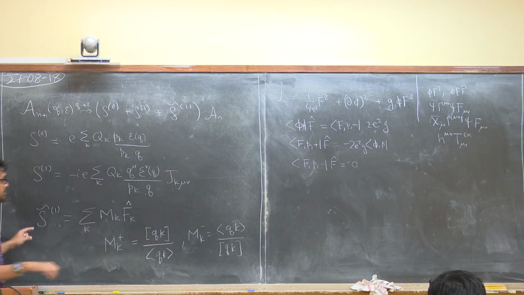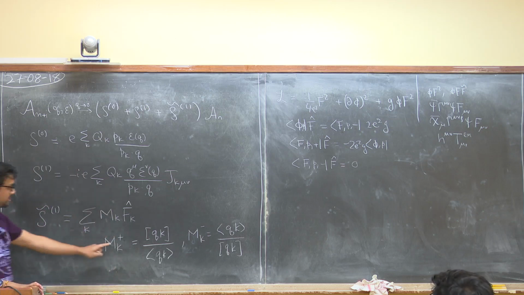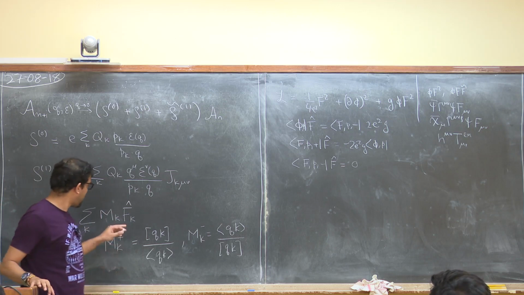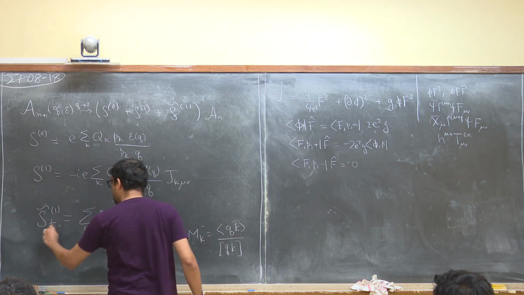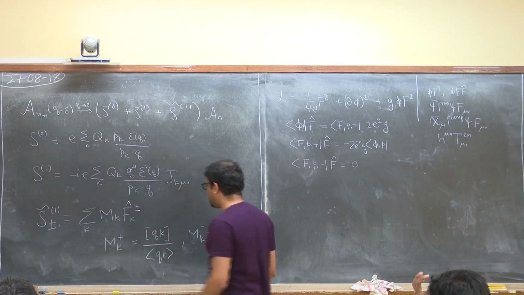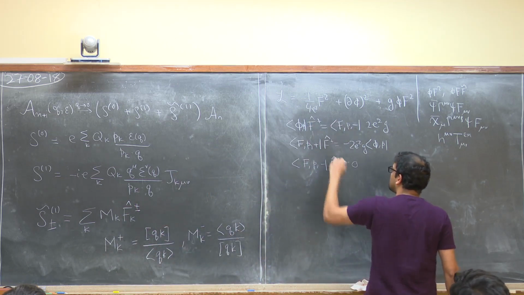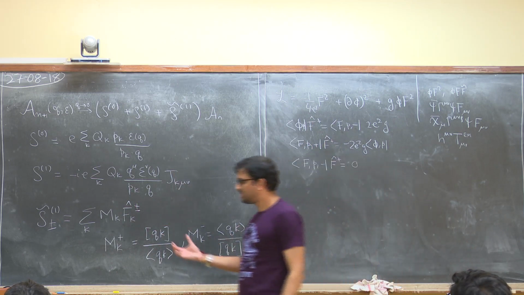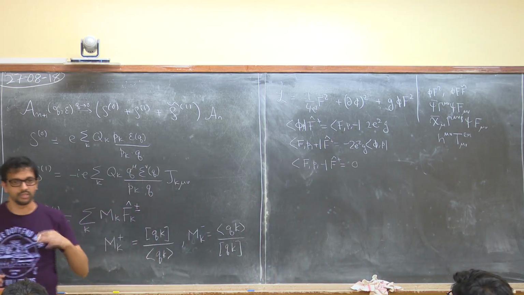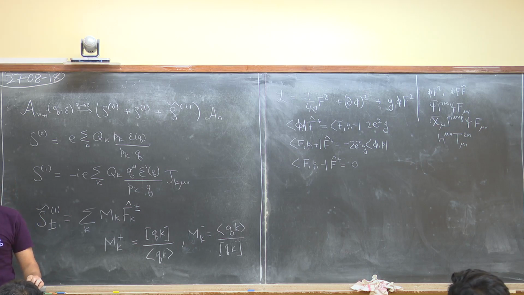I'm writing everything over here taking a positive soft limit. So F hat, I should have made it clear, is plus minus. So I'm thinking of F hat plus minus. All of this is plus. So F hat plus is the factor that you would get if I take a positive helicity soft photon to be soft.